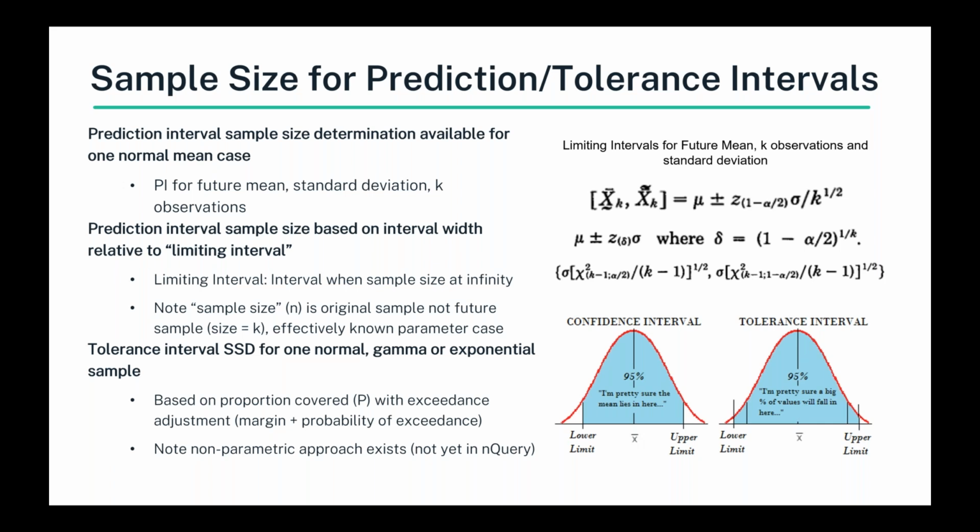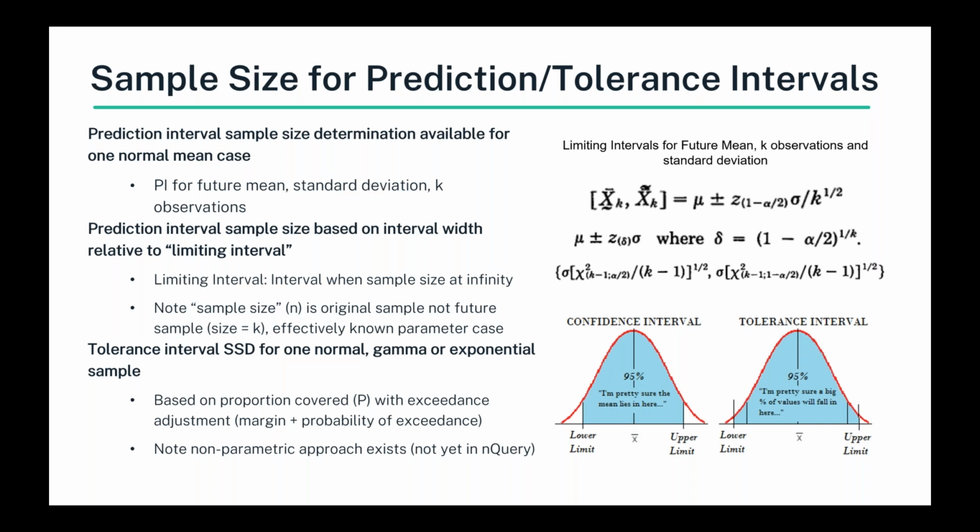Here, the sample size will be calculated relative to what's known as a limiting interval. And the definitions of these limiting intervals for future mean, k future observations, and standard deviation are all here on the right. The real implication here is that as n tends to infinity, the width of the interval will converge to these limits here. Unlike what is often the case in the confidence intervals, the width won't approach 0. And the same concept also applies to tolerance intervals.